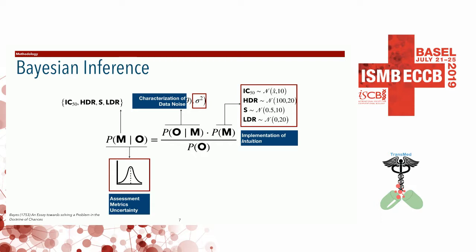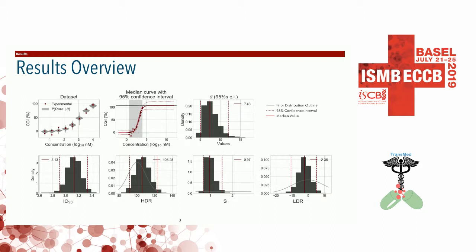By inferring the standard deviation in our likelihood relation here, we are characterizing data noise. By using a prior distribution to compute our posterior, we are implementing our intuition into our analysis. And finally, by analyzing the posterior distribution instead of a single point value, we can easily calculate metrics of uncertainty such as confidence interval. So if we apply this approach to an experimental data set, we get the dose response curves, which is actually the median dose response curve with some confidence interval.